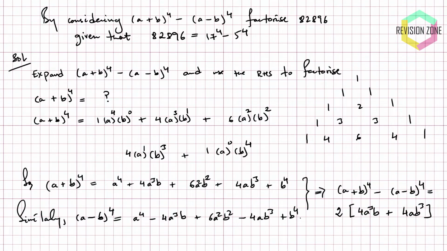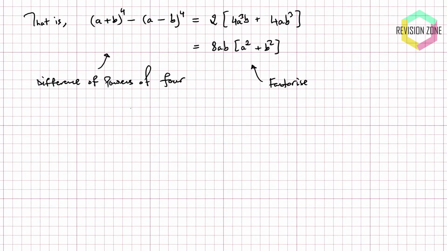So we can simplify this further, and when we factorize this, we can take an ab out and a 4 out. We'll get an 8ab because I already had a 2 at the beginning, and then the term inside the bracket is going to be a squared plus b squared. So now notice that on the left hand side I've got something which is a difference of powers of 4, and on the right hand side I have something which is factorized, which is very much like the sort of thing we were hoping for.